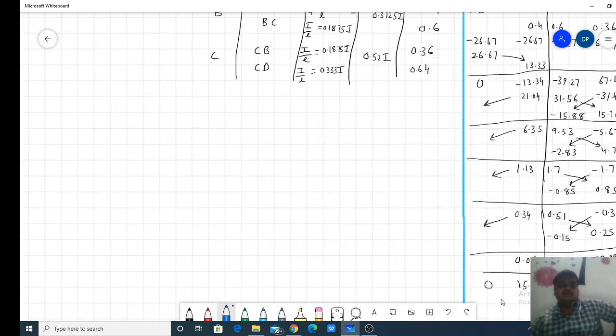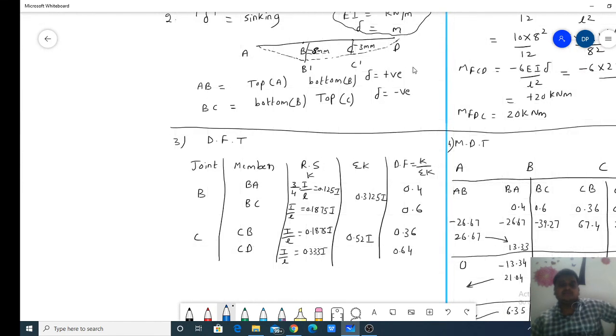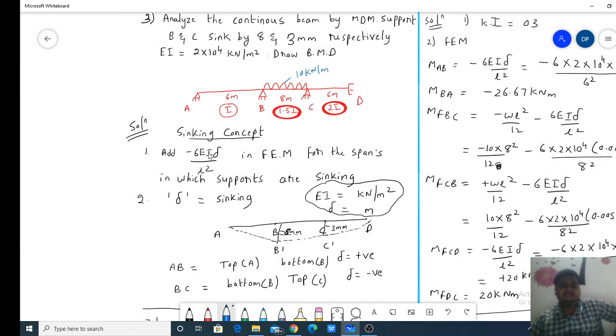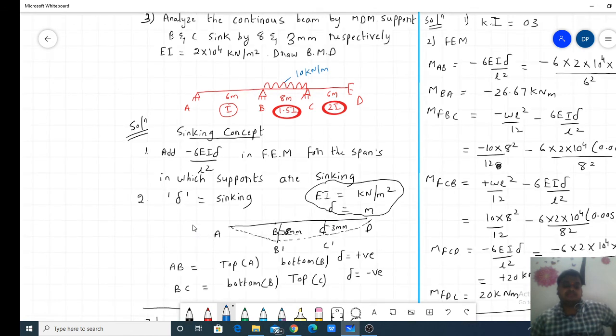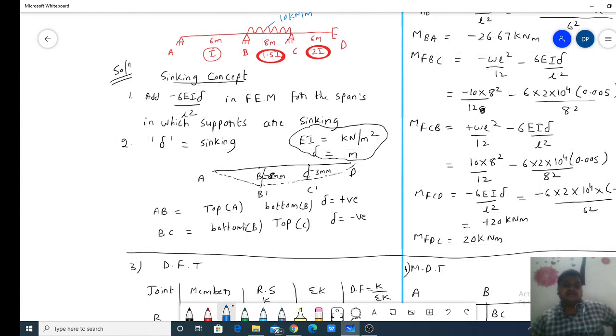So here main thing is your concept, add minus 6 EI delta upon L square in fixed end moments for spans in which supports are sinking, and delta is nothing but sinking. EI should be in kilonewton per meter square, and delta should be in meter. And whenever you are considering AB span, if A is to the top and B is to the bottom, delta is positive. BC I am considering B is to the bottom and C is to the top, then delta is negative, right? Thank you.